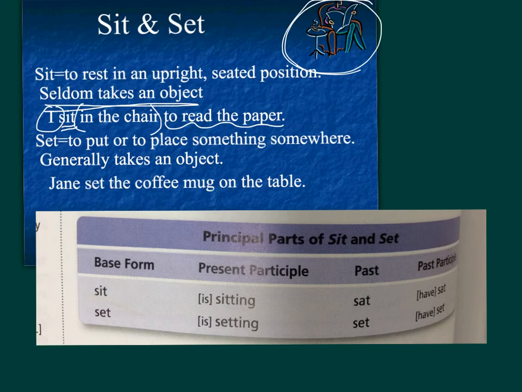Set, on the other hand, generally takes a direct object. Jane set the coffee mug on the table. Set is the verb, Jane is the subject. Set what? The coffee mug on the table. Here is the way these two verbs conjugate. Notice again, sit, the intransitive verb, is in the top row, and set, the transitive verb, is the bottom row.